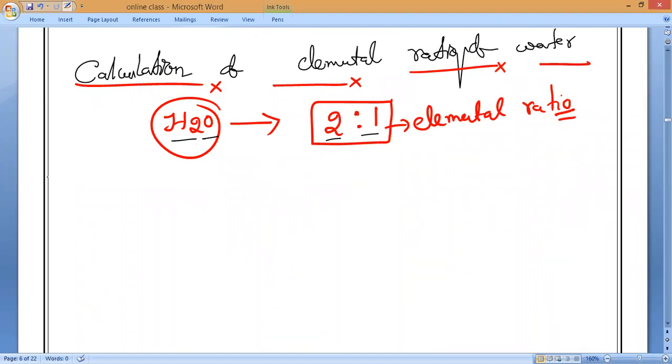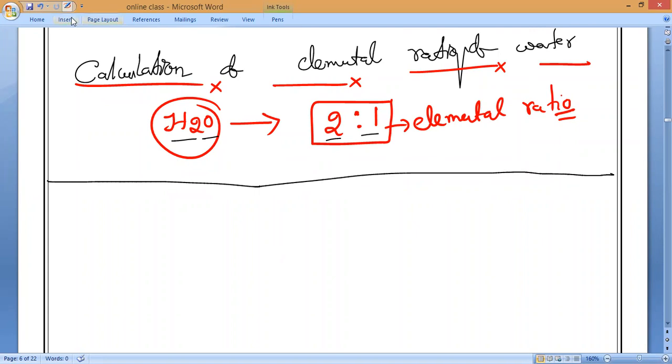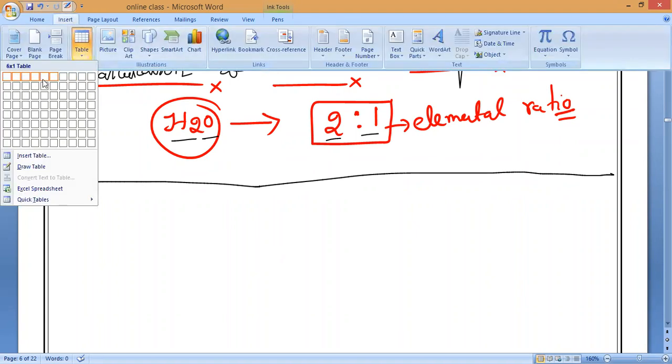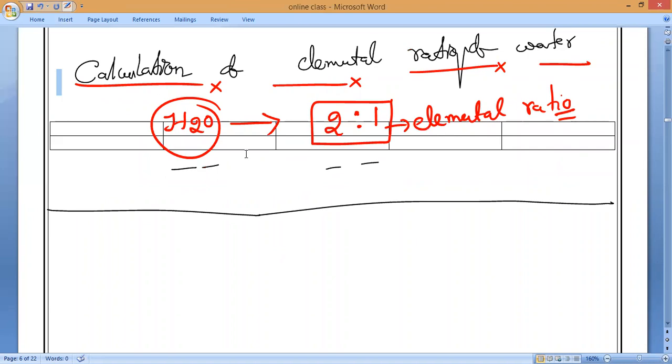What are the elements present in this water? All of you tell me. Hydrogen and oxygen, sir. Hydrogen and oxygen. Okay, so you can write that. Now I am constructing the table here. You can see.